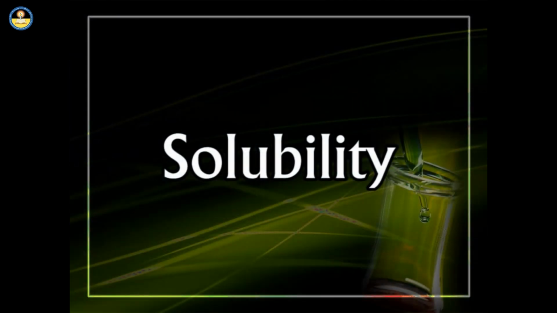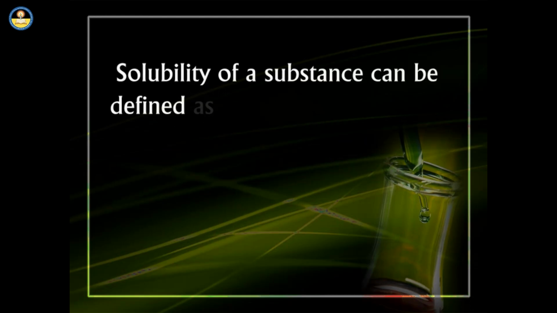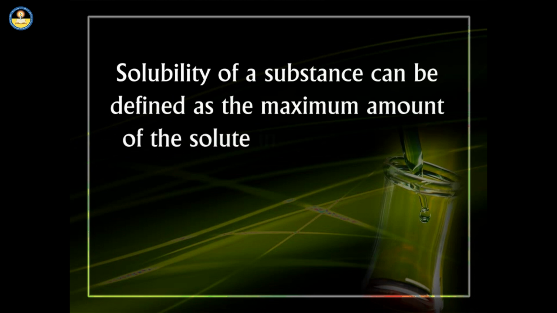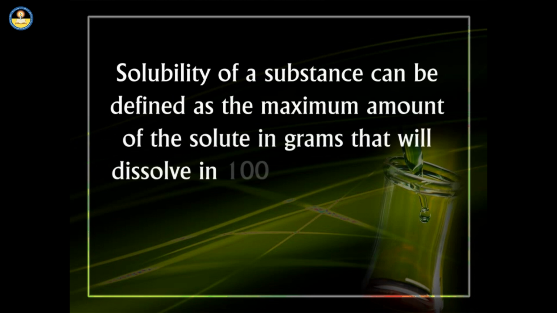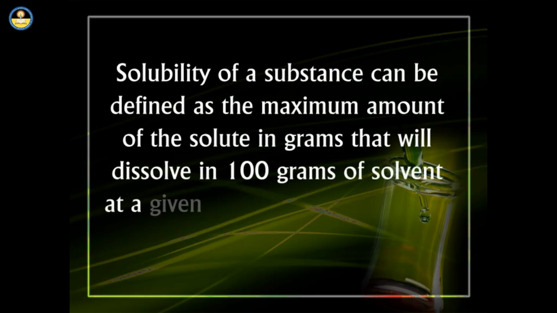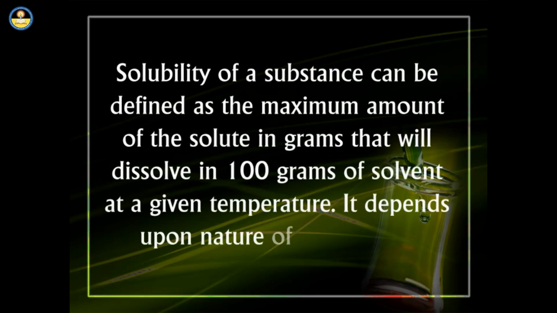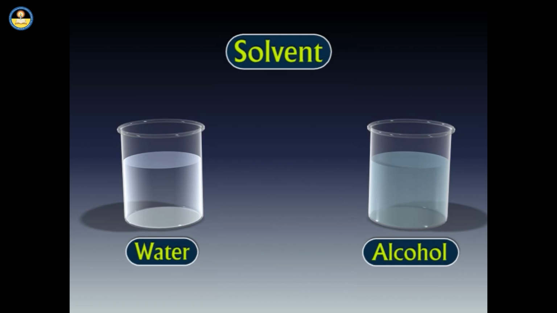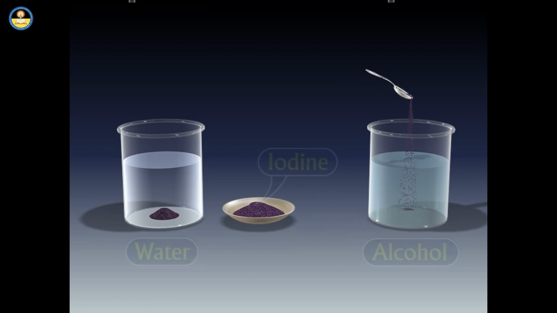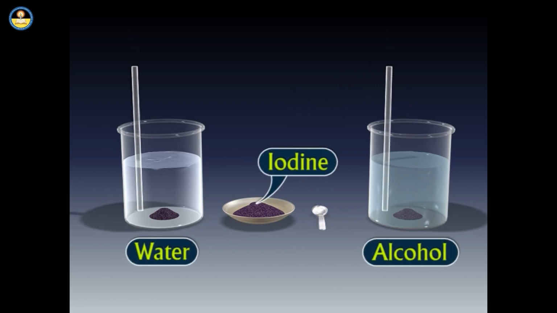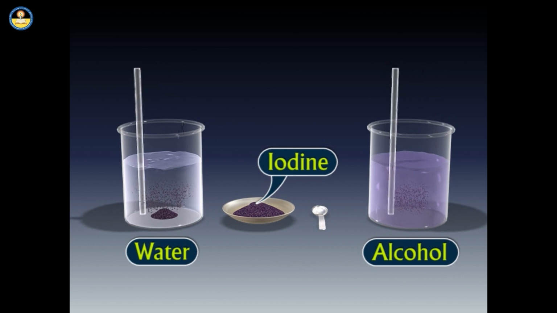Let us discuss about solubility of a substance. Solubility of a substance can be defined as the maximum amount of the solute in grams that will dissolve in 100 grams of solvent at a given temperature. It depends upon nature of solvent. A solute may have lower solubility in a certain solvent, but a higher solubility in another solvent. Iodine crystals dissolve slightly in water, but dissolve very well in alcohol.